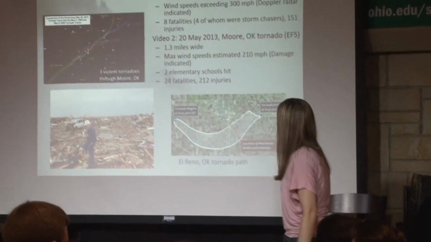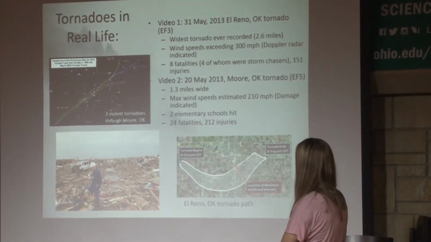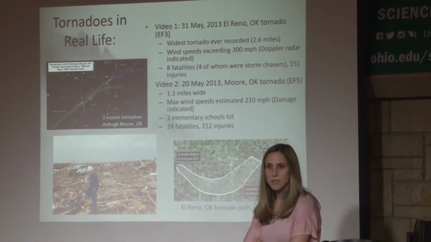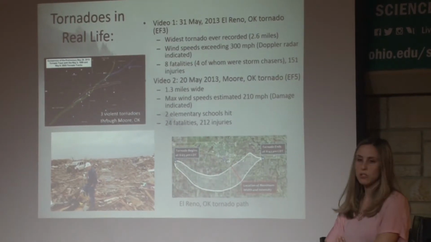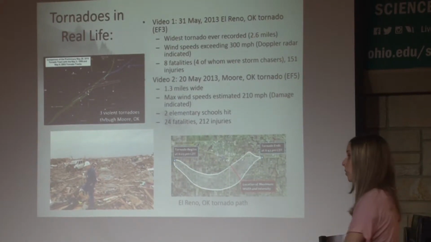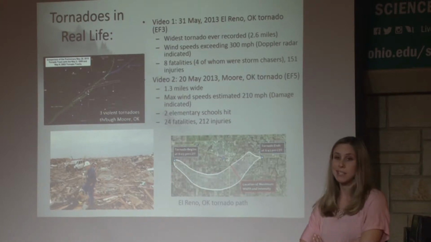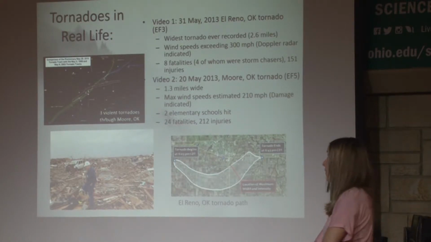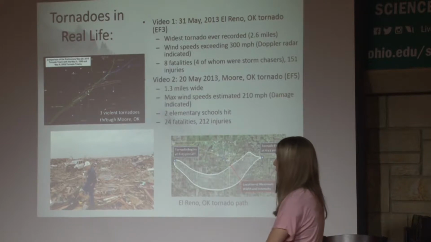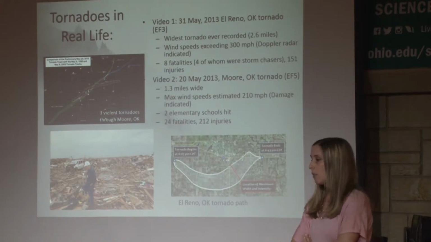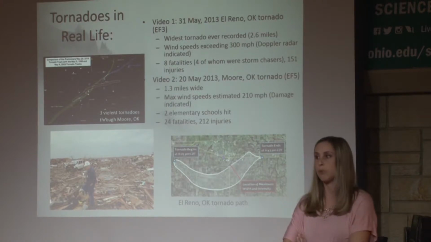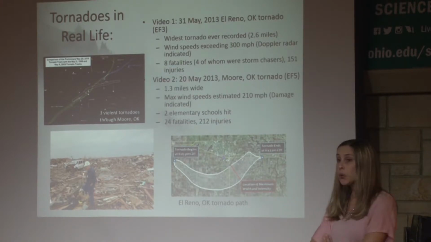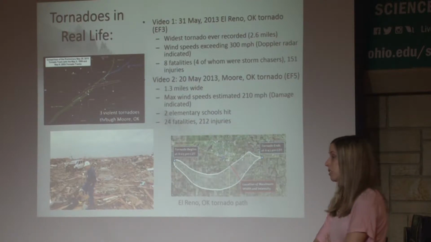Okay. So here are some tornadoes in real life. That video that I just showed you was this really big El Reno, Oklahoma tornado. It's actually the widest tornado that has ever been recorded. It was 2.6 miles wide. Very, very large. Winds exceeding 300 miles per hour, based on Doppler radar measurements, and there were 8 fatalities, which is actually pretty incredible considering how huge and how violent the tornado was.